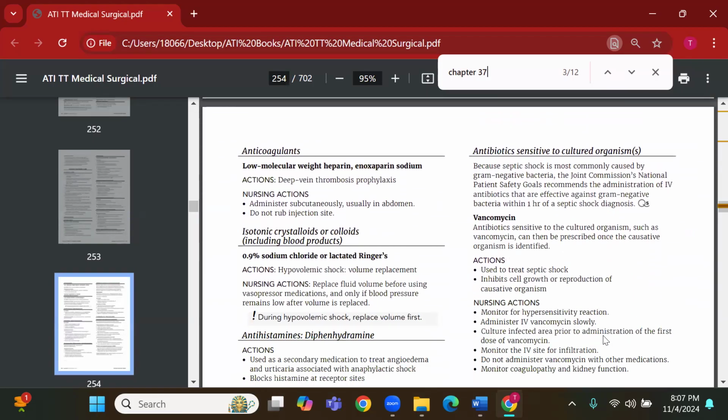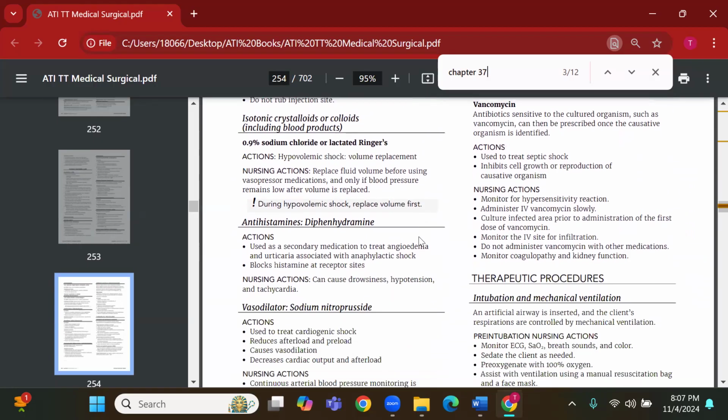If we do have something like DIC, where we clot, and then we bleed, for the clotting part, we may have to use some anticoagulants, which I think you know. But let me look here. We're not talking about hypovolemic shock yet.